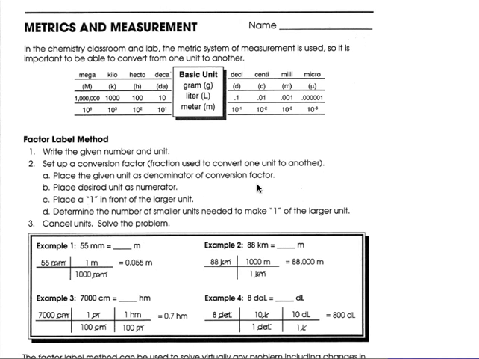Metrics and measurement, it's really easy to go from one unit to another if you remember what your base unit is. So let's first look at our base unit, and that will help us when we go to solve these problems. The first thing to notice is that the base unit here on the worksheet is given for each of the measurements. Grams would be for mass, liters for volume, and meters for a linear measurement. And that would be our base unit.